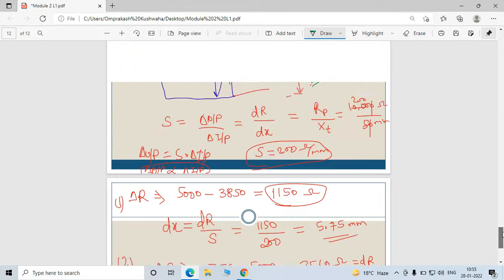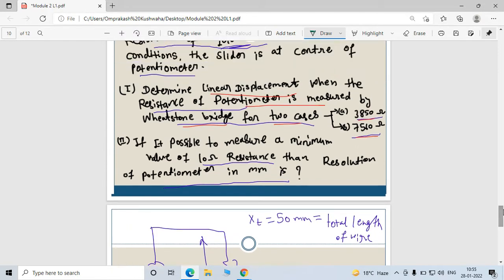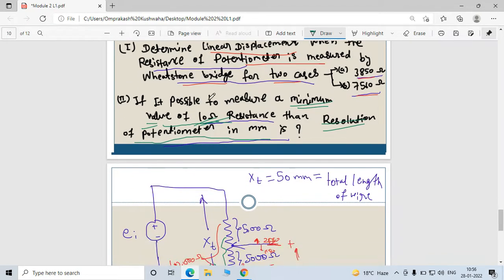Now question number third or second: if it is possible to measure a minimum value of 10 ohm resistance, then what is the resolution of the potentiometer in mm? See, understand this question. You want to measure the minimum value of 10 ohm. What is the minimum value in terms of resolution? Means minimum scale, right? Minimum scale. So you want to measure the minimum value of this 10 ohm, so you want to find out this resolution.